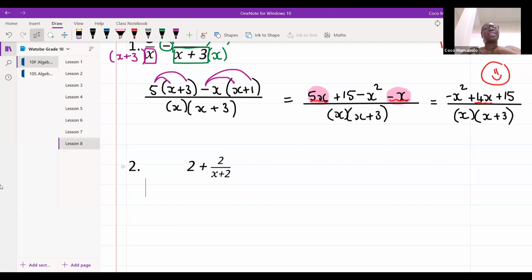Babalo says, I thought we were going to cancel the 2 brackets, which is x plus 3, because they're the same. We can't do that, Babalo, because this isn't actually x plus 3. This is 5x plus 15, because we still need to multiply that x in. Also, there's a minus in between, which means whatever 5x plus 15 is, we still need to subtract whatever x times x plus 1 is from it. So it's not actually x plus 3. It's a whole other convoluted thing.